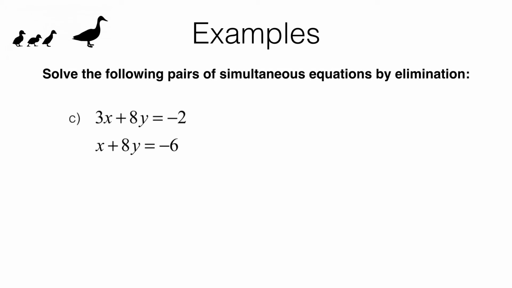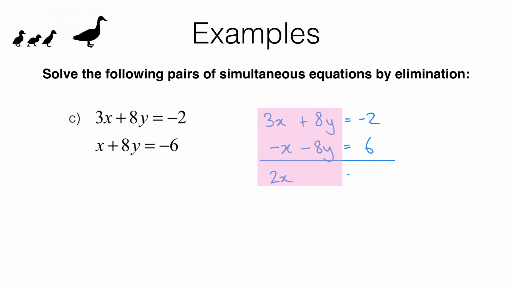I would choose to multiply this one through by negative 1. That would give me negative x minus 8y equals positive 6. And I would keep the top equation as it is. So that gives me 3x plus 8y equals negative 2. I would add these together to give me 2x equals 4. That tells me that x equals 2.